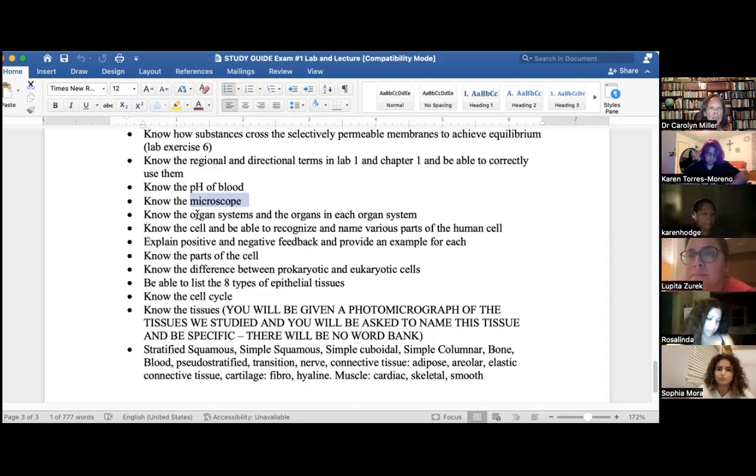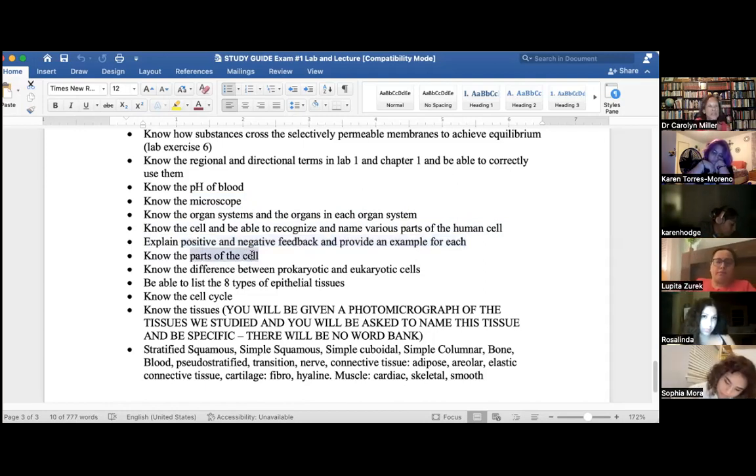Okay, the microscope. Know the organ systems and the organs in each system. I will show you a handout for that. The cell, and be able to recognize the parts. We talked about that in lecture. Explain positive and negative feedback and provide an example for each. Sounds like a short answer, but we talked about that in lecture because lab reinforces lecture.